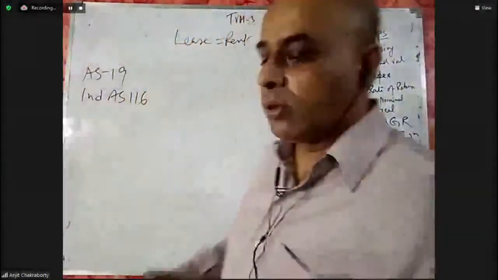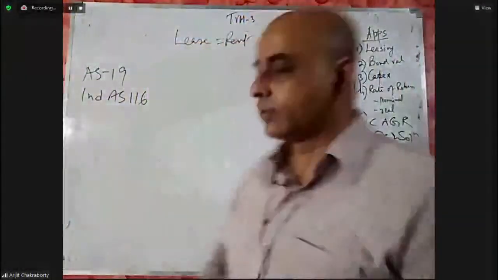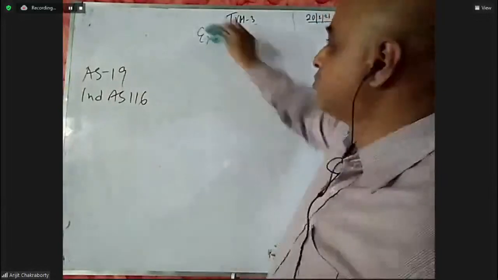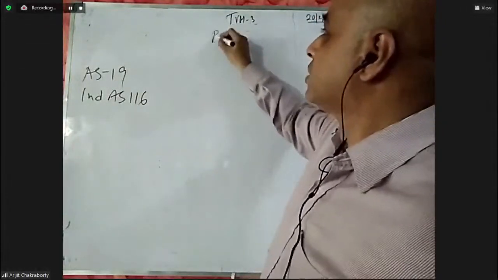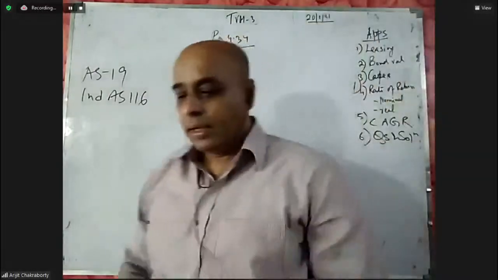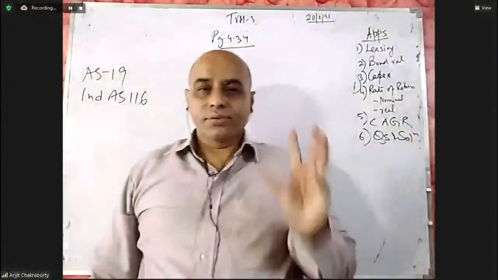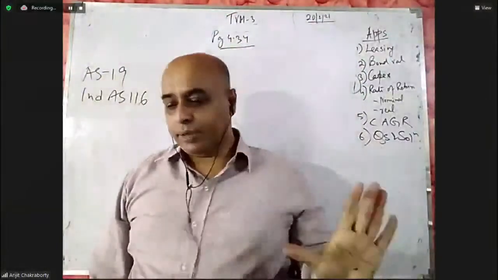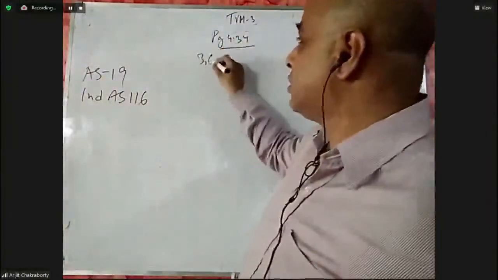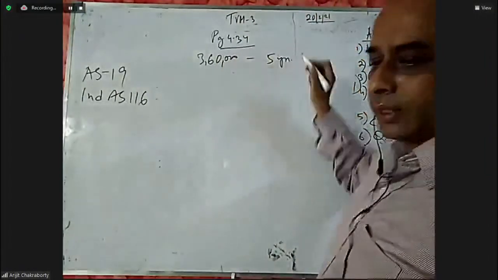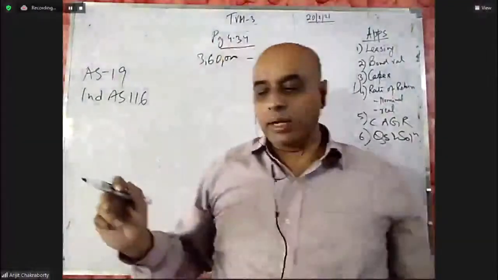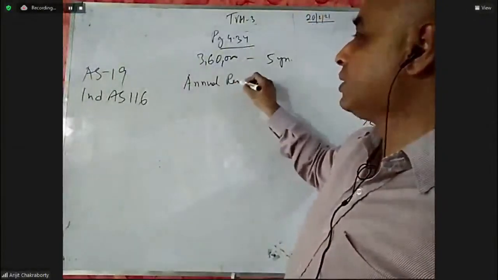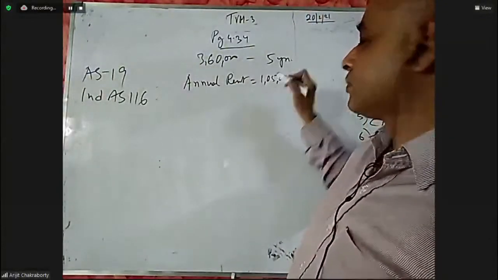Now let us see page 4.34, example number 36. A company wants to lease out an asset costing 3,60,000 for a 5-year period. That means it wants to lease out an asset which is costing 3,60,000 for 5 years. The rent per annum is 1,05,000. So the annual lease, the annual rent, is 1,05,000.